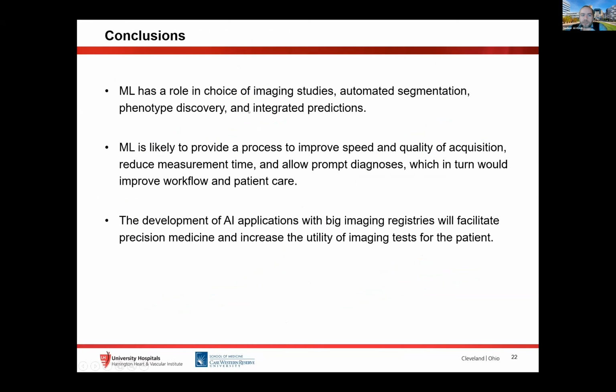So in conclusion, machine learning has a role in the choice of imaging studies, automated segmentation, phenotypic discovery, and also integrated prediction, across these three examples I provided. I think machine learning is likely to improve the speed and quality of acquisition, reduce measurement time in image segmentation, and allow prompt diagnoses, which can alert physicians to take action for patients. There is also a need to develop AI applications that can bring together big imaging registries to facilitate deep learning approaches and increase the utility of imaging testing for the patient.